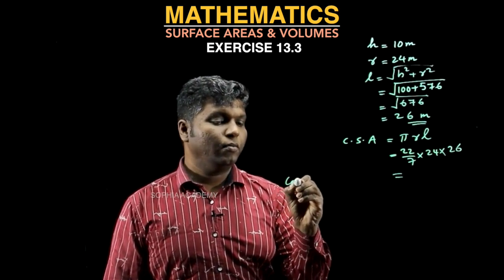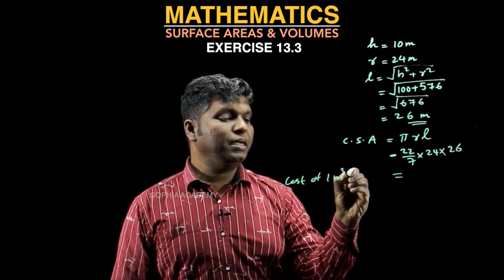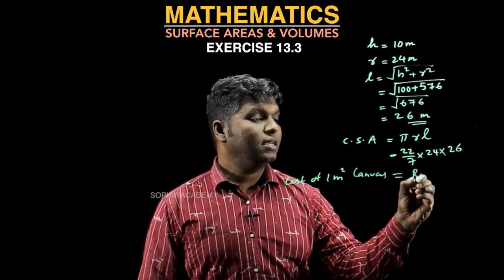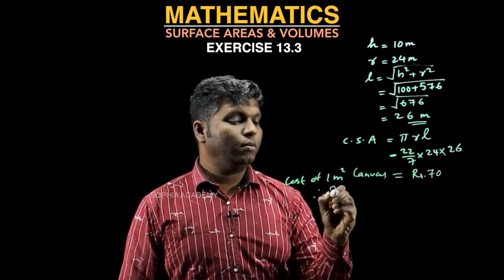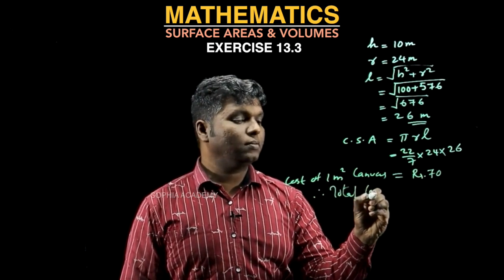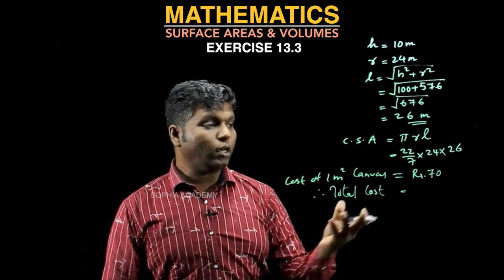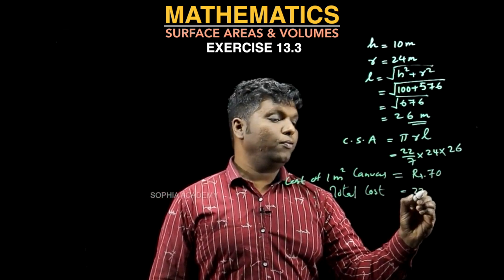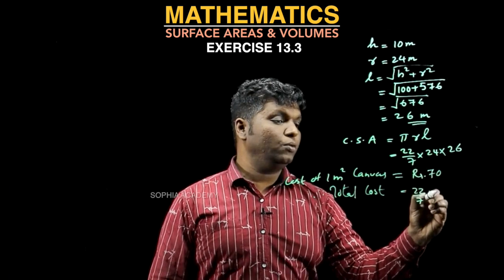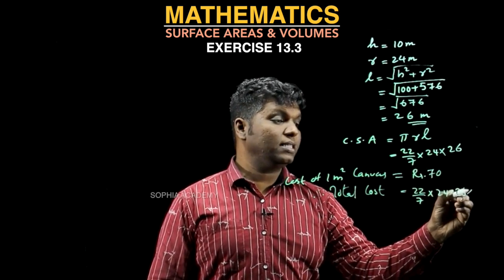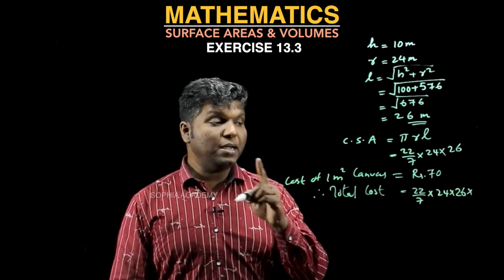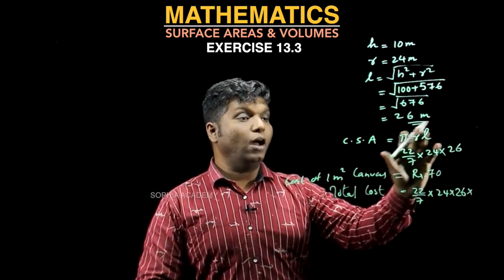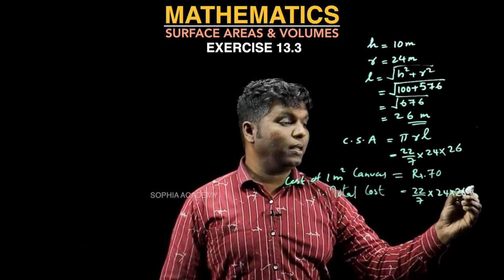Cost of 1 meter square canvas, it is 70 rupees. Therefore, total cost. You have to find the total cost, right? Total cost is 70 into this one. So this is the curved surface area. So first of all, let me copy down 22 by 7 into 24 into 26 into the total cost means for 1 meter it is this much. So this is the total area of the canvas required.